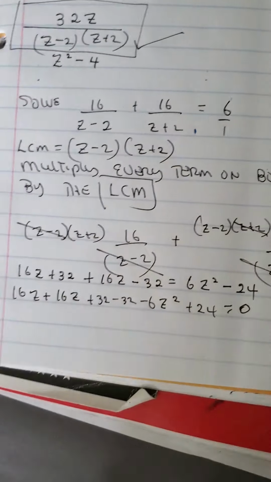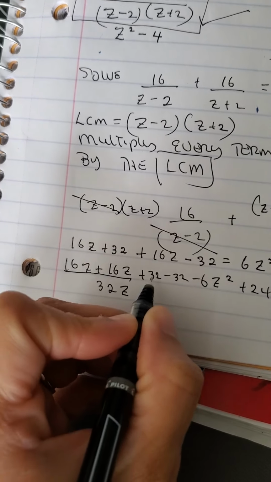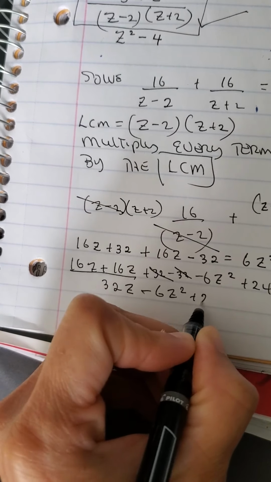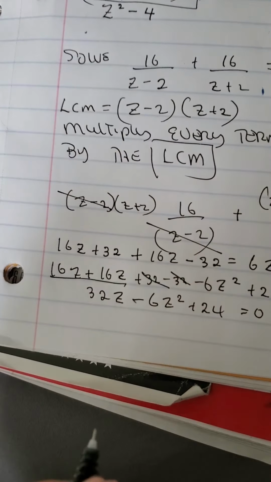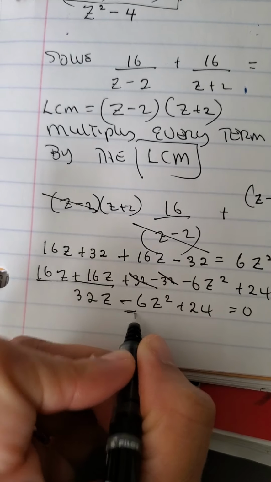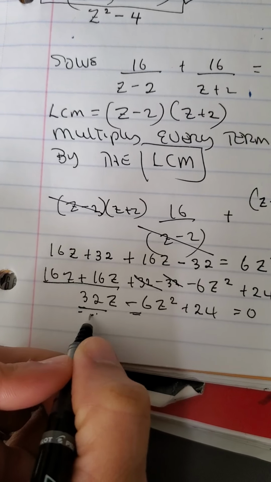Equals 0. Here we go. So now here I have 32z. This cancels out, minus 6z squared plus 24. So potentially, you see what's happening here? It looks like my leading coefficient, which is 6z squared, will be negative. We don't want to work with negative, so we're going to divide everything by -1.